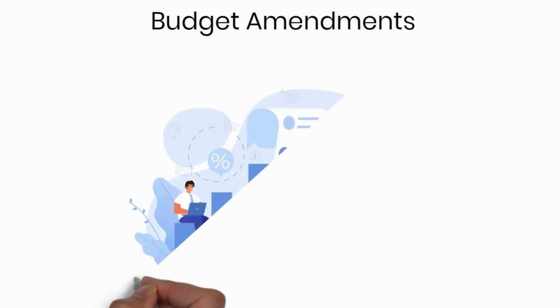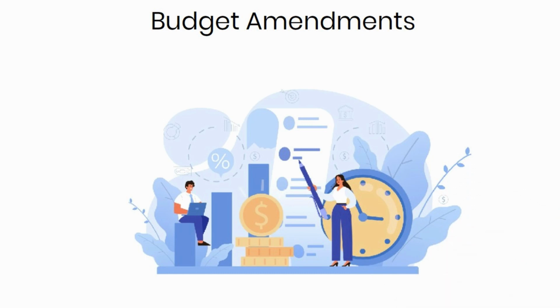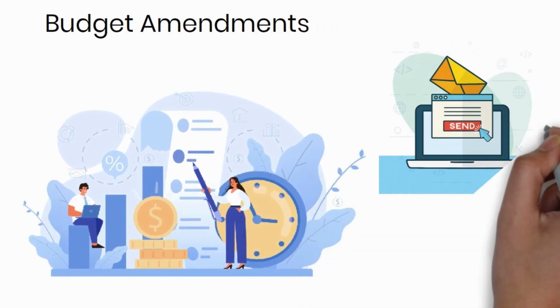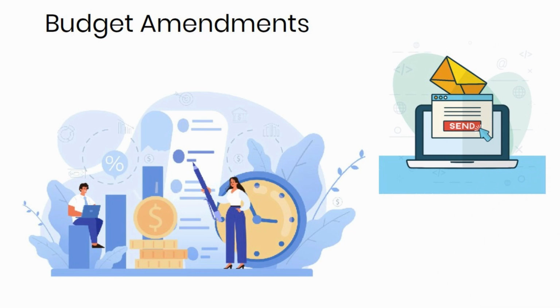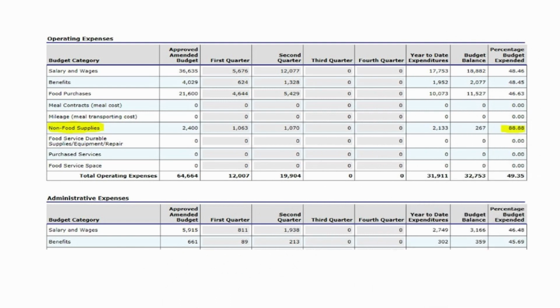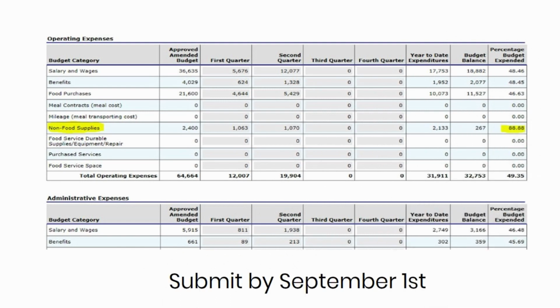Budget amendments. Since budgeted expenses and revenue are estimates, it is sometimes necessary to submit budget amendments. Budget amendments may be submitted to the state agency as needed by the institution. The final budget amendment must be submitted to the state agency by September 1st in order for the state agency to review and approve the revisions prior to the institution incurring the expense or revenue.